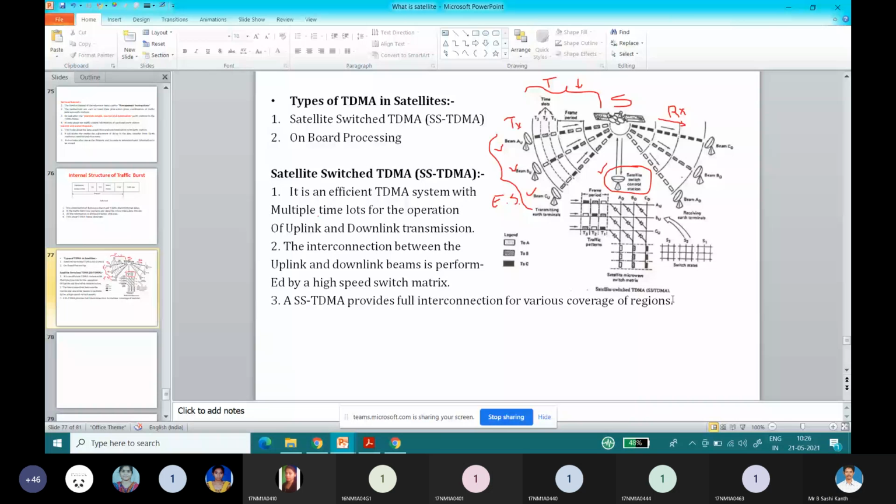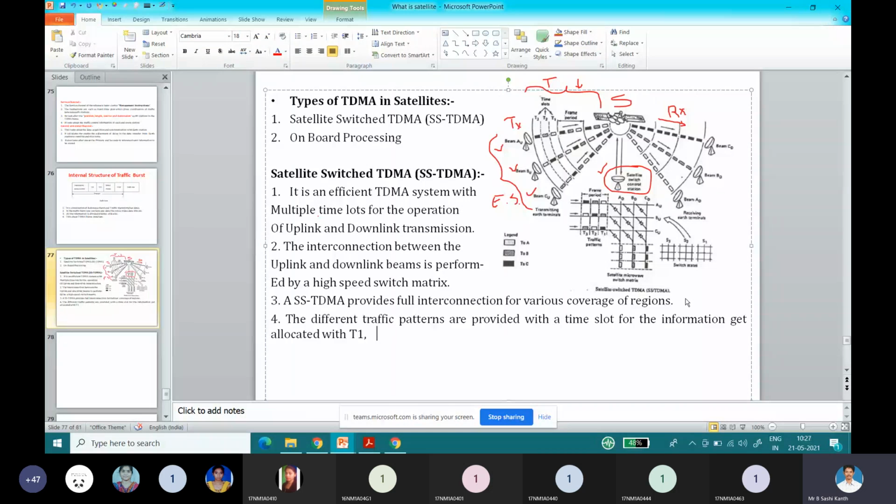So in this satellite switch TDMA, we will see that different traffic patterns are provided with a time slot for the information to get allocated with T1, T2 and T3 and so on.